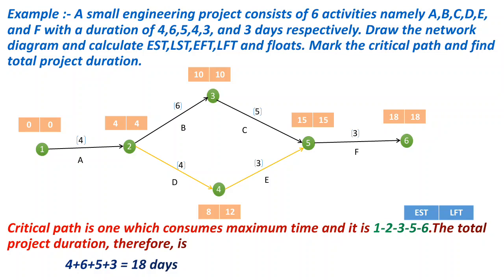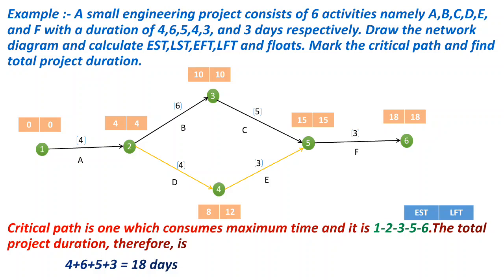Similarly for activity B, here you see for event 3 EST is 10 and for event 2 LFT is 4. So 10 minus 4 minus 6 equals 0. Similarly for activity C, 15 minus 10 minus 5 equals 0. For activity D, 8 minus 4 minus 4 equals 0.